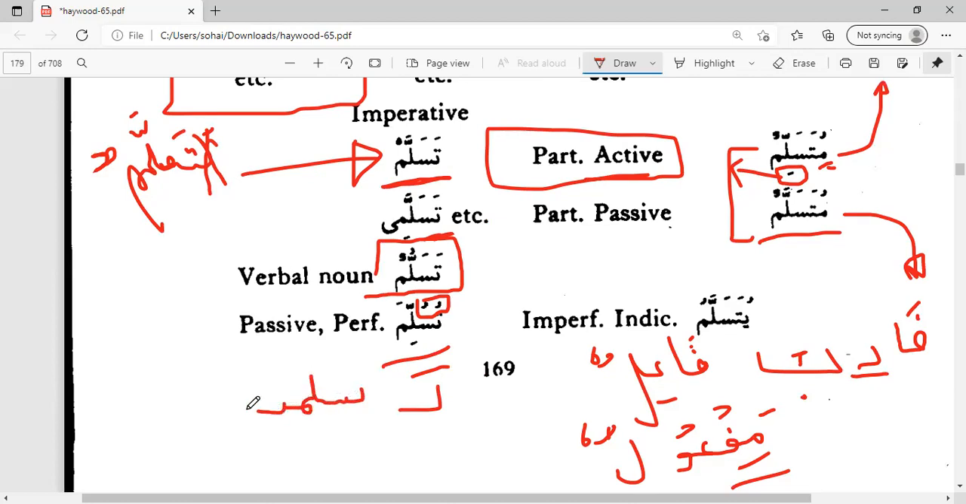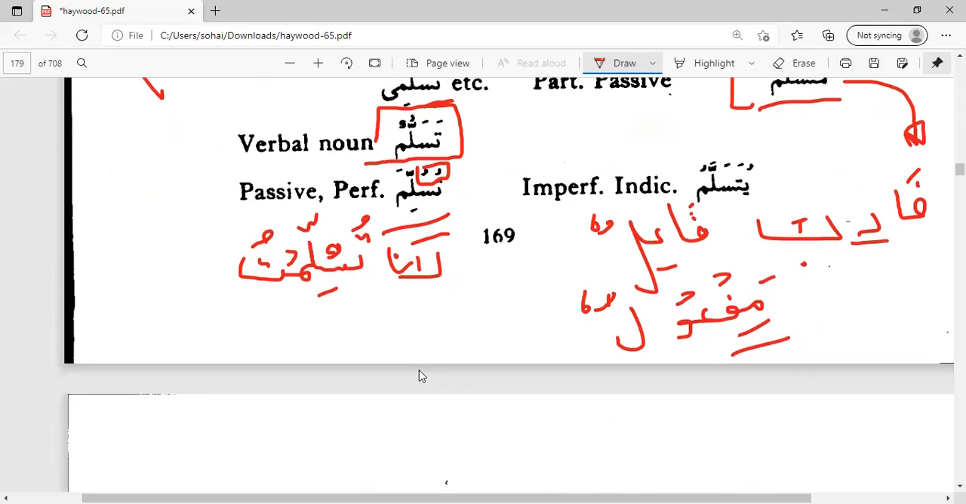And don't forget the meem is not a meem, it's just an additional ta. But it has a kasra on the second radical as well. Tusillim, tusillimtu. Ana tusillimtu. Nahnu tusillimna, and so forth.